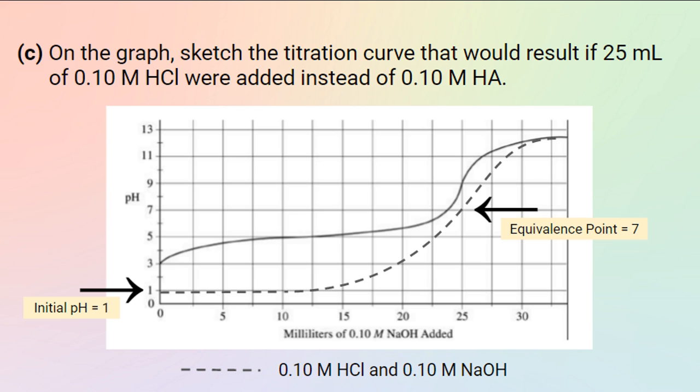On the graph is a sketch of the titration curve that would result if 25 milliliters of the 0.10 molarity HCl was added instead of 0.10 molarity of a weak acid. The initial pH is 1. At 25 milliliters, equal amounts of the acid and base are mixed. The equivalence point has a pH of 7, which means that it is neutralized.